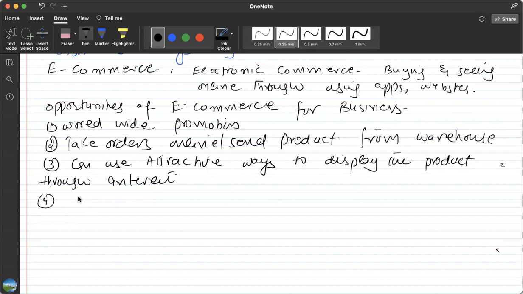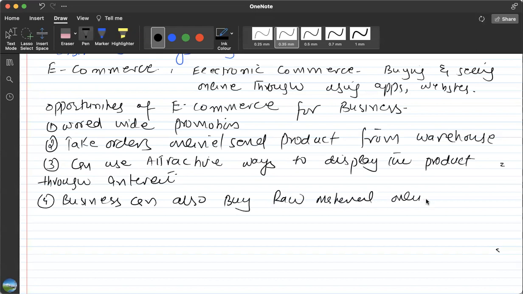Businesses can also buy raw materials online from the places wherever they want, wherever they find cheaper. Because it's not necessary that where they are purchasing from is cost effective. It can be cost effective anywhere and they can buy from anywhere now. Businesses can use dynamic pricing when selling online.